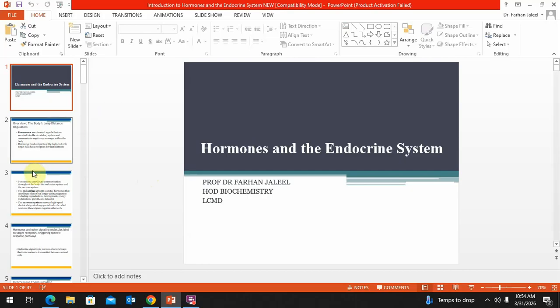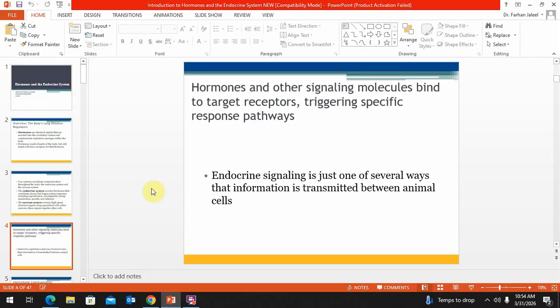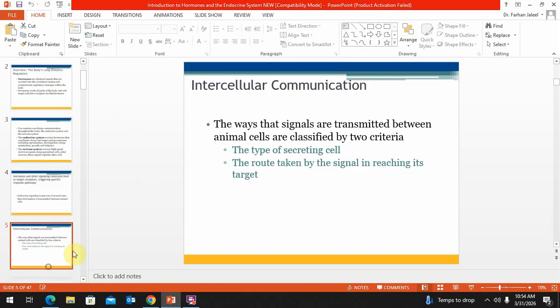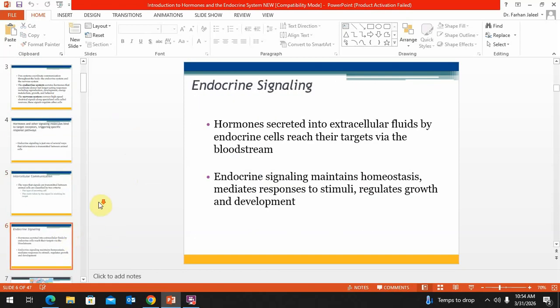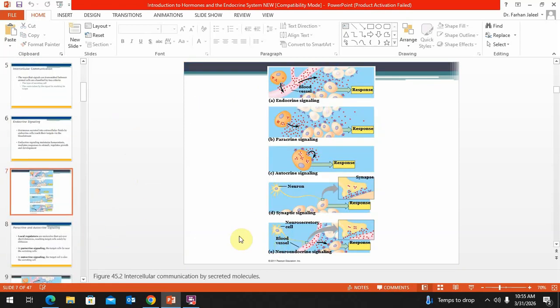So we have different types of signaling: autocrine, paracrine, endocrine, and exocrine. Then we have neuroendocrine secretion and synaptic signals.